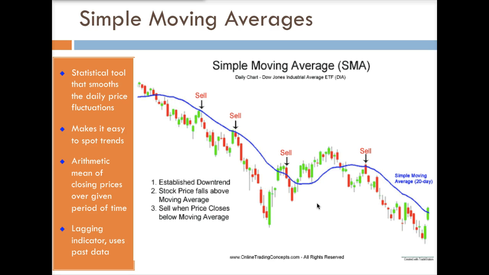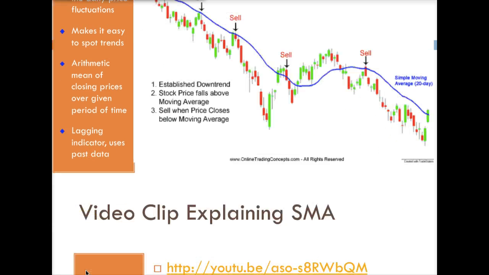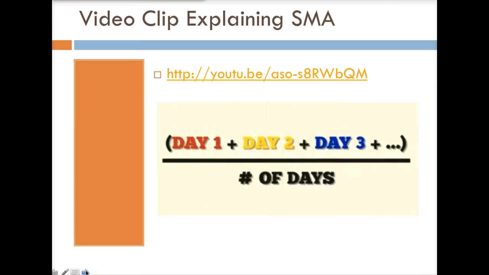But the one thing is that it is a lagging indicator. It does use past data. Since we're using moving averages, we're using the average of past data to help us develop this trend line. But basically, it's an arithmetic mean of closing prices over a given period of time. We're going to look at a short video clip that explains simple moving average, and then we'll run through some examples.